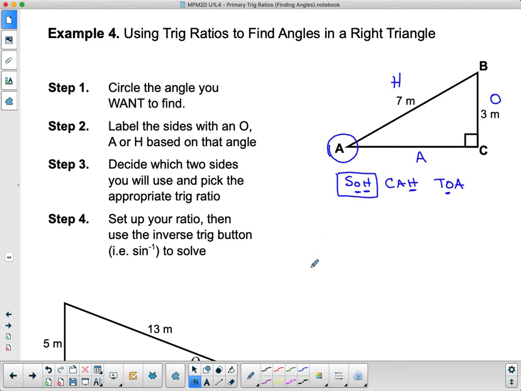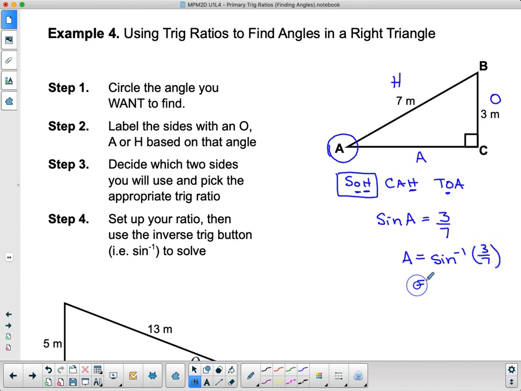So that's the one we have to use. We have to use sine. So I'm going to write it out: sine of angle A. You always need an angle to go with a sine. Equals opposite over hypotenuse. So that's 3/7. And now I have to get the A by itself, and the way you do that is second function. You can't just divide by sine because sine's not a number, it's a function. So I have to do sine to the -1 of 3/7.